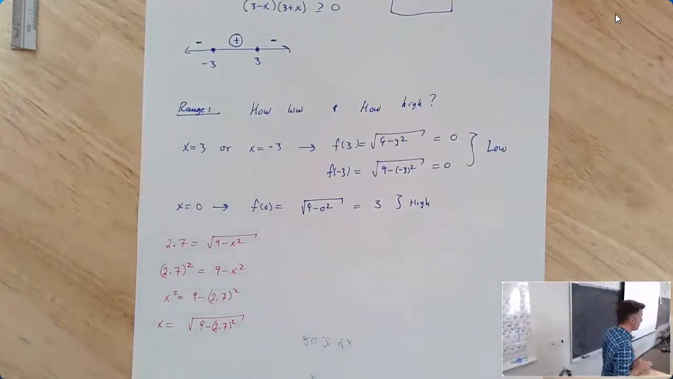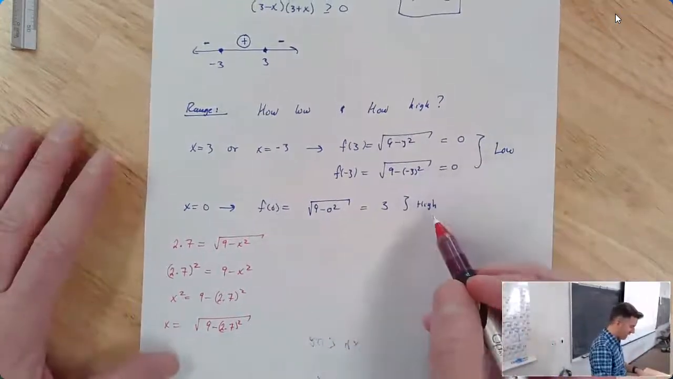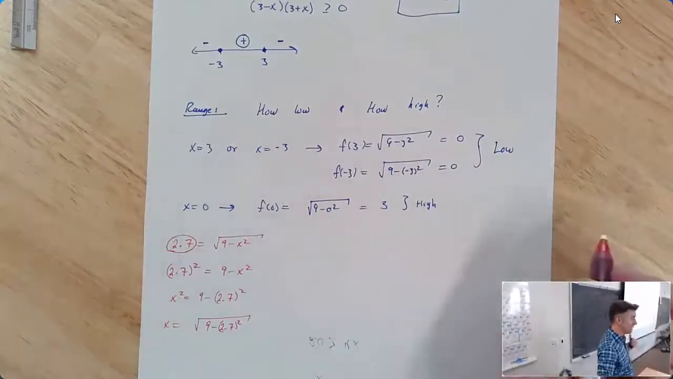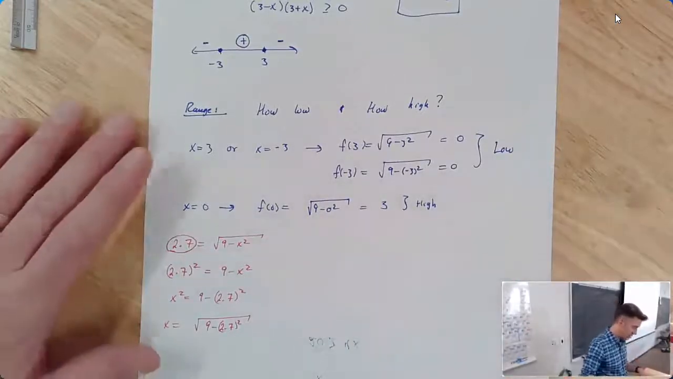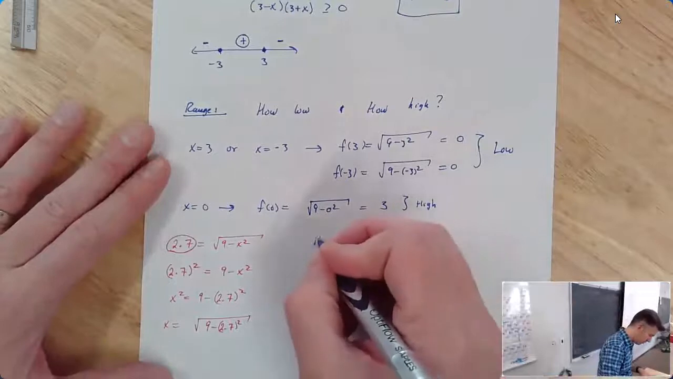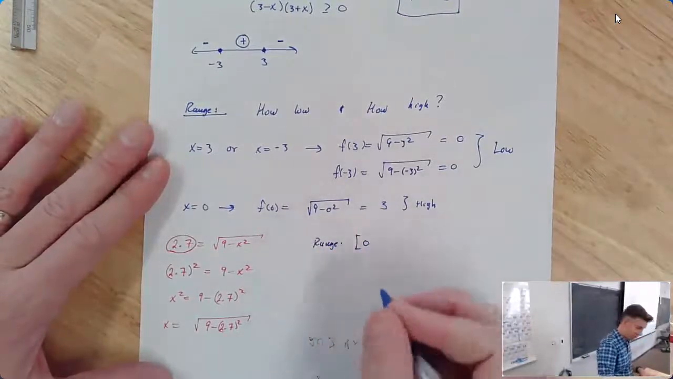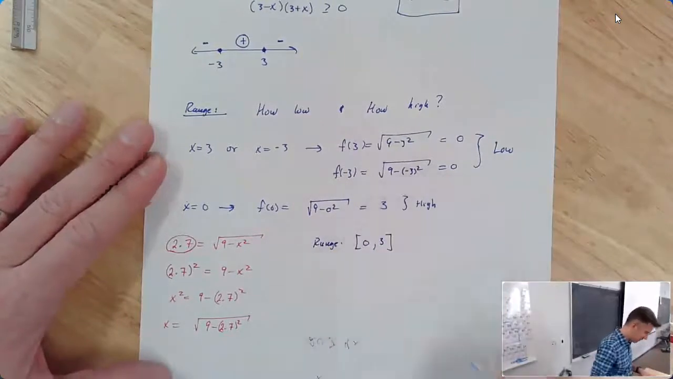We're never going to actually do this, but I just want to point out that we found the low, we found the high, and any number in between the low and the high should be a number that we can get to. So our range here is everything from 0 to 3. So the low of 0 inclusive, a high of 3 also inclusive.